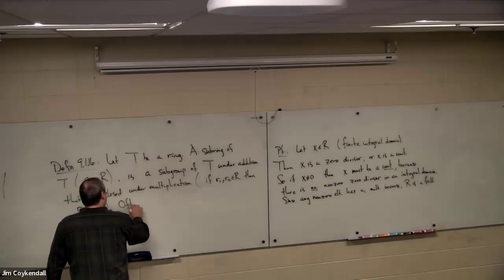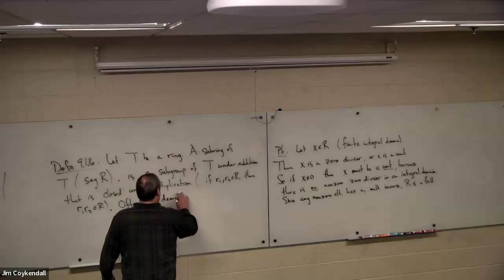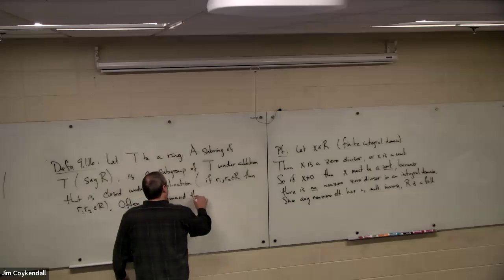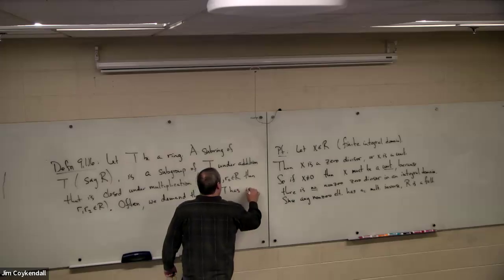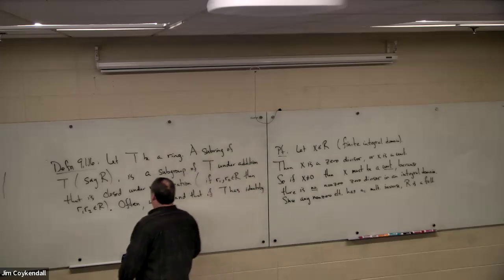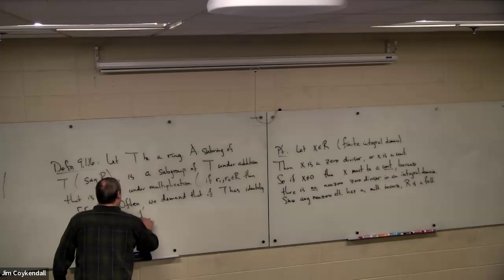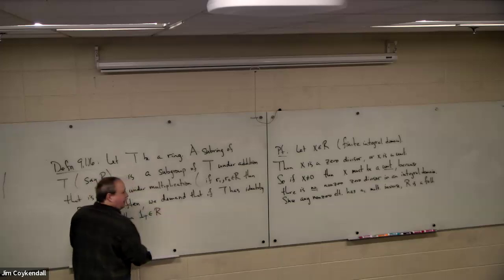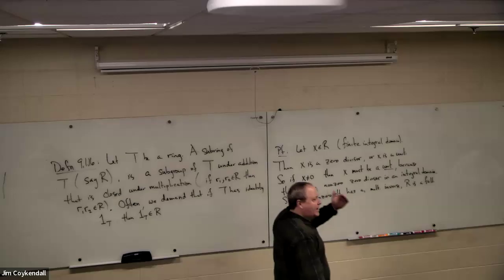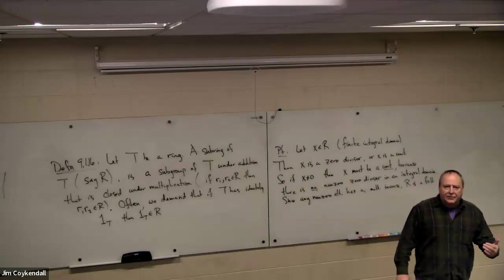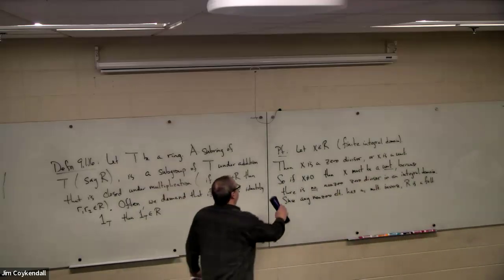Often we demand that if T has identity, call it 1_T, so if T is a ring with identity, then 1_T is an element of R. Oftentimes people who are concerned with rings with identity don't call it a subring unless that subring actually contains the identity. So let me show you where they come up.